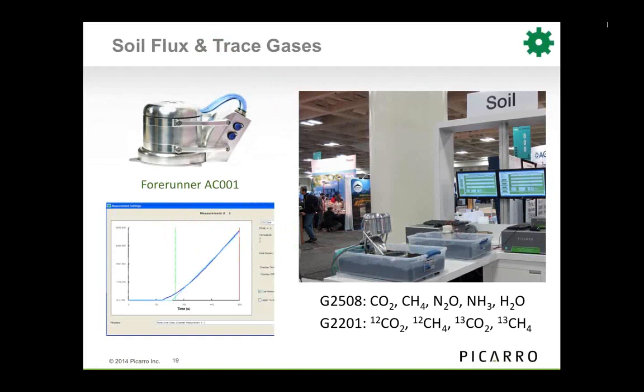So this is a typical static flux chamber. It goes up and down and measures flux at a given interval. And that can be used with the 2508, so you can measure the 5 species: CO2, methane, nitrous oxide, ammonia, and water vapor. And you can also use it with the 2201, measuring methane and CO2, and their isotopologues.